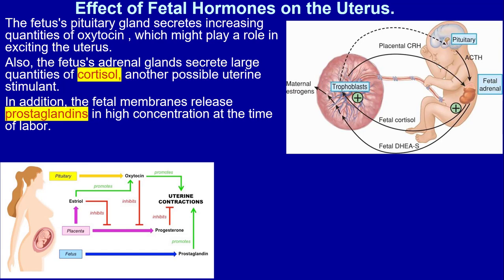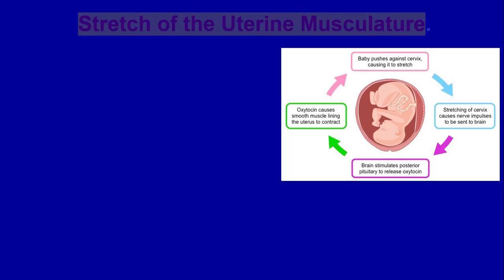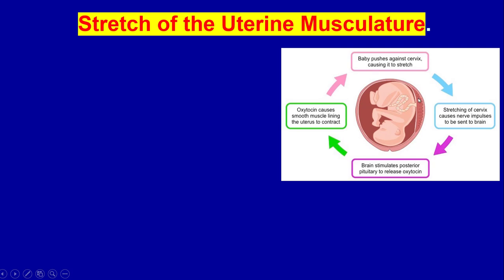In addition, the fetal membrane releases prostaglandin in high concentration at the time of labor. Prostaglandin also causes contraction of the smooth muscle. These two can increase the intensity of uterine contraction.